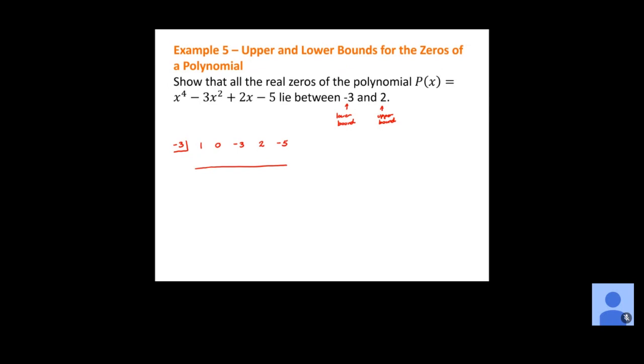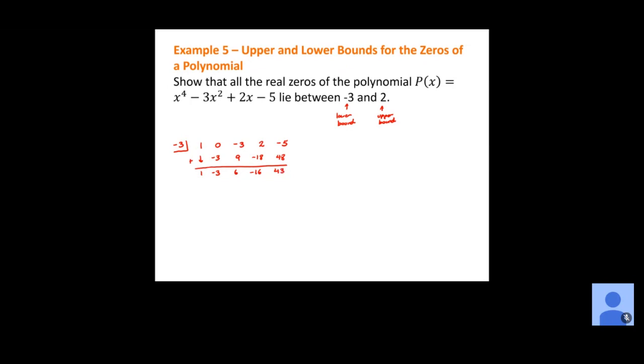All right, first step is synthetic division. Bring down the 1. Now we multiply. 1 times -3 is -3. Then we add. 0 plus -3 is -3. -3 times -3 is +9. -3 plus 9 is 6. 6 times -3 is -18. 2 plus -18 is -16. -16 times -3 is 48. And -5 plus 48 is 43.